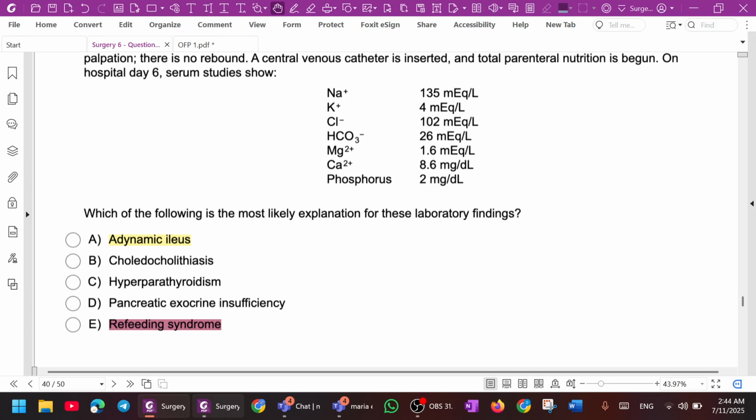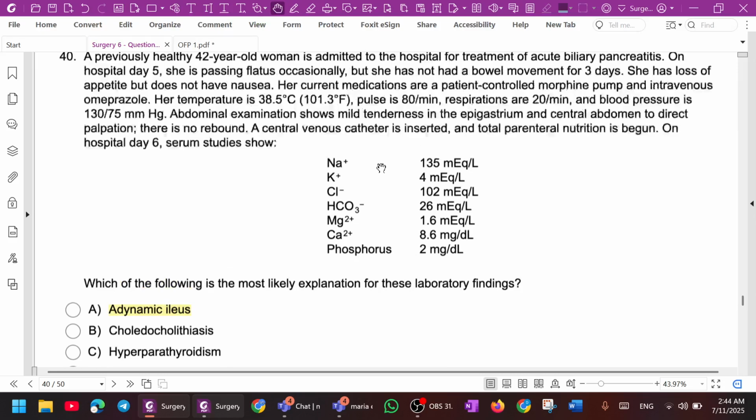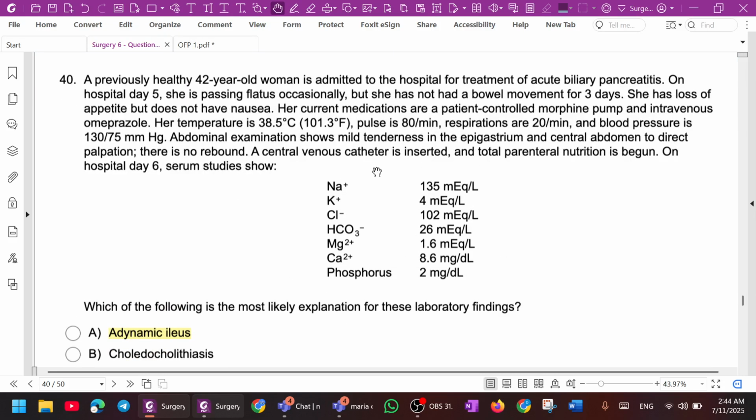So, next. What is the takeaway from this question? I think the key was just hypophosphatemia, and that he went through a surgery, and then they started TPN. There's the TPN right here. I guess that was the key. So he was fasting. He was 5 days in the hospital, so he was fasting for 5 days basically, and then they started TPN. Okay.